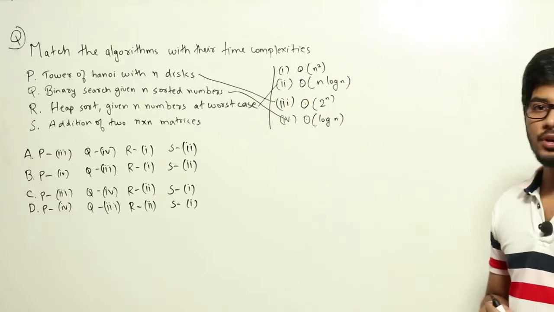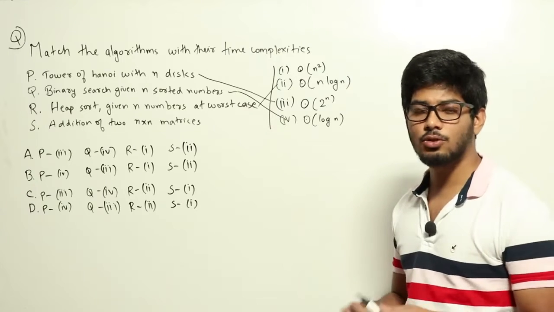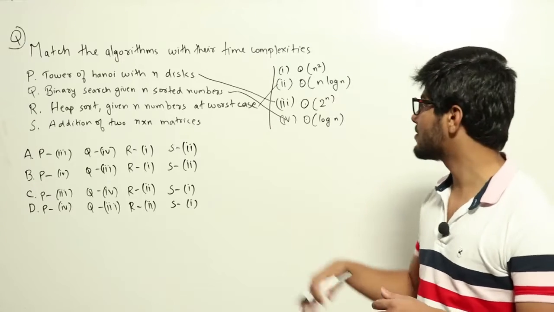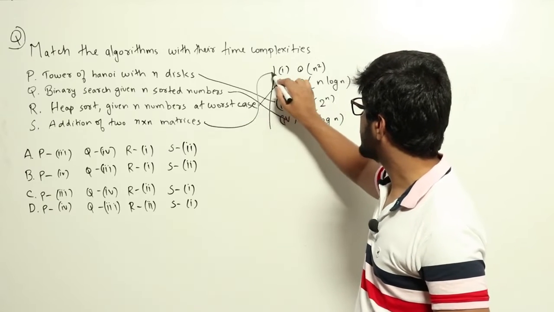Now S, addition of 2 n by n matrices. In n by n matrices there will be n square elements. So adding 2 matrices like that, we need to do n square additions. So the complexity is theta of n square.